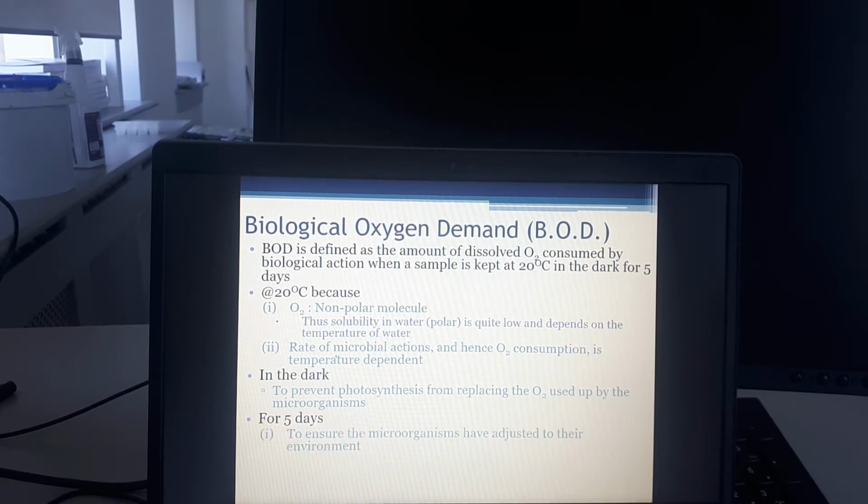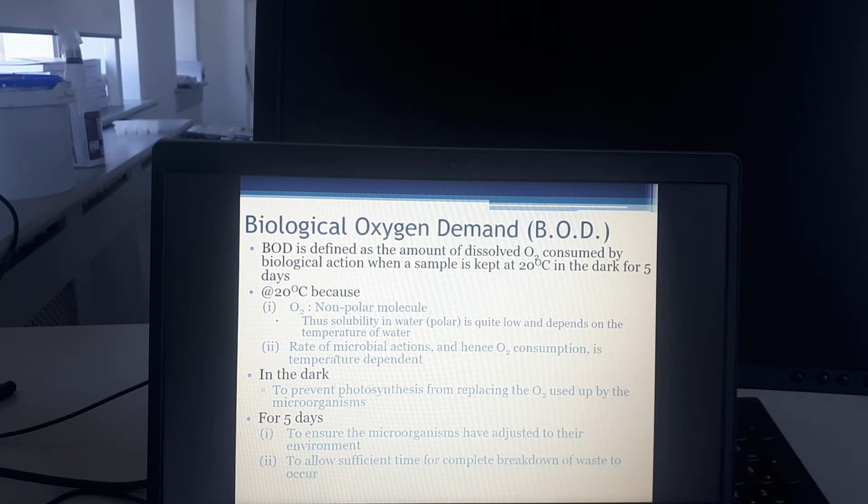Next then is for 5 days. And the reason why we have to keep it for 5 days is to ensure the microorganisms adjust to their environment. Okay. The second reason is that it allows sufficient time for complete breakdown of wastes to occur.